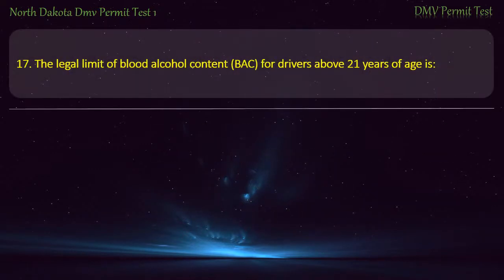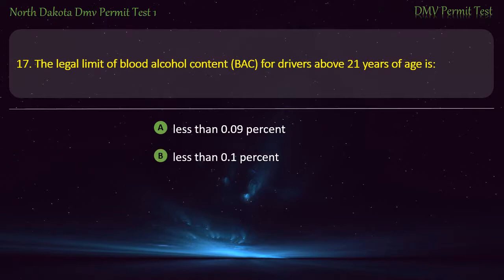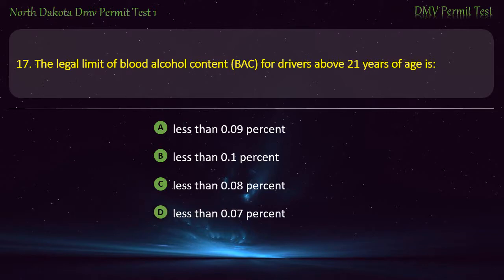Question 17. The legal limit of blood alcohol content, BAC, for drivers above 21 years of age is less than 0.09%. Less than 0.1%. Less than 0.08%. Less than 0.07%. Answer. Less than 0.08%.